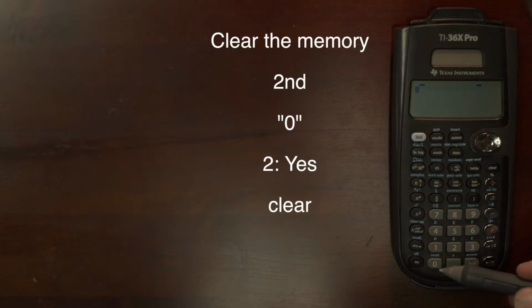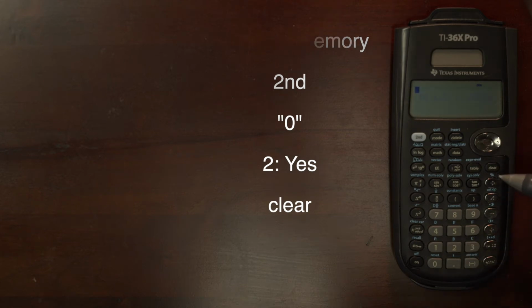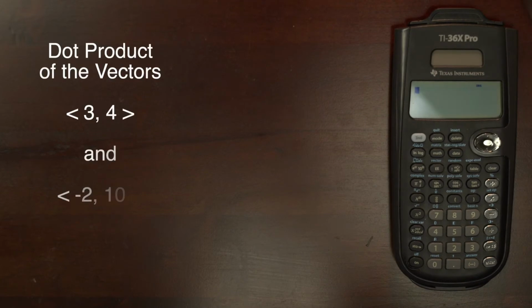First, we clear the memory. Second, then down at the 0 and say yes. That clears the memory. Next, we're going to take the dot product of two vectors.